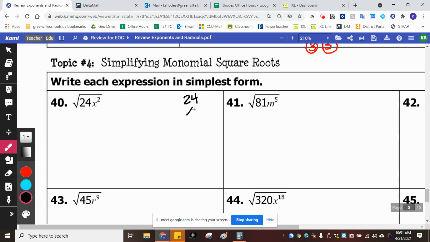Break down 24. This is a square root because there's no number, so we're grouping in 2s. It's even, so you can do 2. 4 goes into it, so you could do 4 and 6. But I'll stick with 2 and 12. Again, it's even, so 2 goes into it. 2 times 6 gives me 12. 6 is even, so 2 goes into it. And 3 is also prime, so you're done.